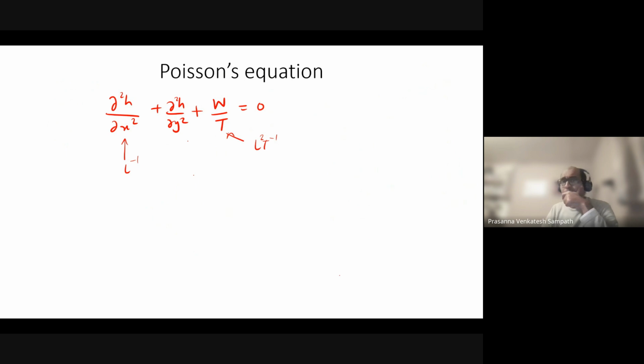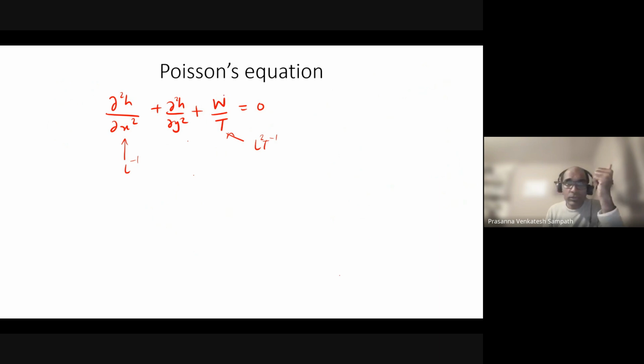oh, I'm sorry. Oh, no, I'm not sorry. This is okay. I got confused with this T and time. Okay, this T is transmissivity. I'm sorry, in case you guys are wondering. W by T, this T is the transmissivity of the aquifer, which has got units of meter square per day or something like that. So that's L square T minus 1.